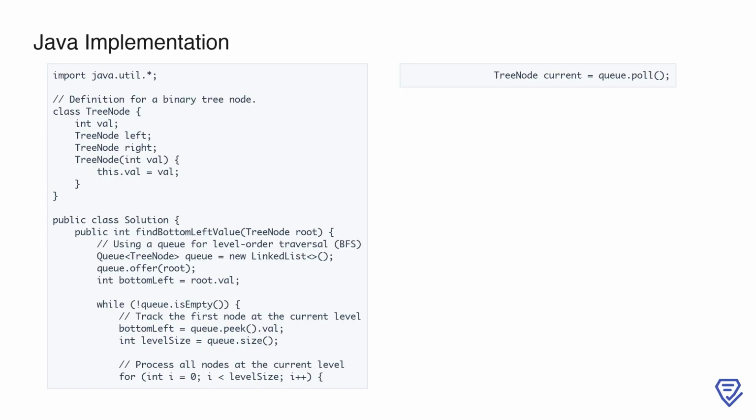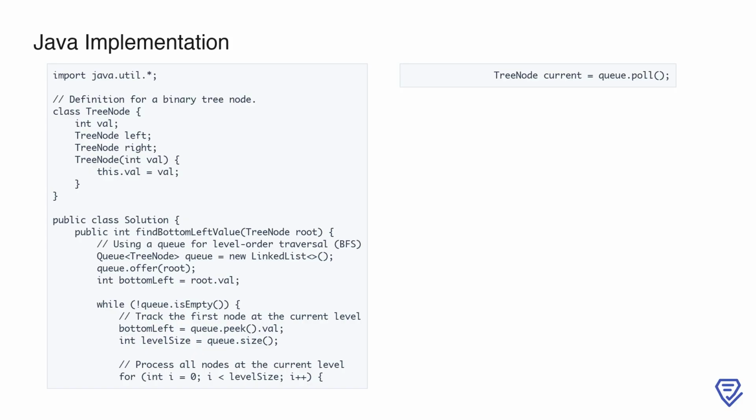Here, we start by defining the TreeNode class, which represents each node in the binary tree. Each node has an integer value, as well as left and right child pointers. Then, in the Solution class, we implement the method findBottomLeftValue, which will help us find the leftmost value in the last row of the tree. To do this, we use a level order traversal, also known as breadth-first search, by leveraging a queue.